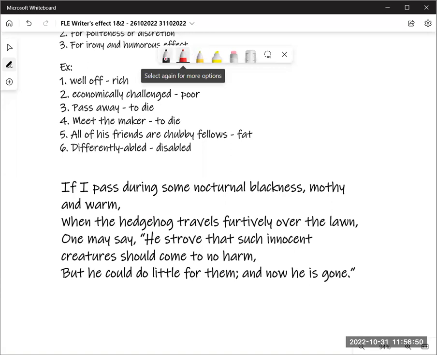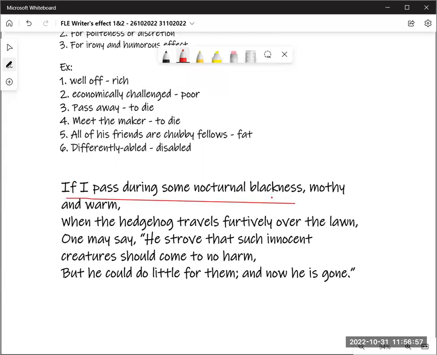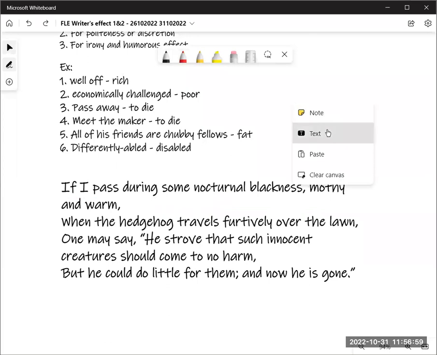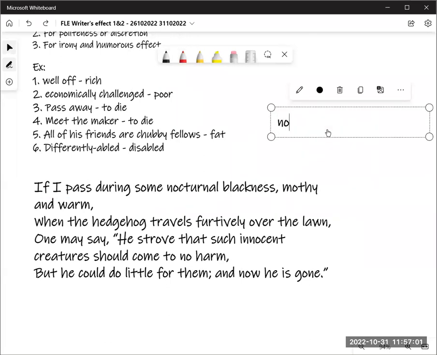What about this one? And now he's gone. Let's read the first. Let's start from the beginning. All right. Now, in the beginning, if I pass, if I pass away during some nocturnal blackness. What is the meaning of nocturnal? Well, write the meaning of nocturnal in your notebook. All right. Nocturnal. Yeah, sir.